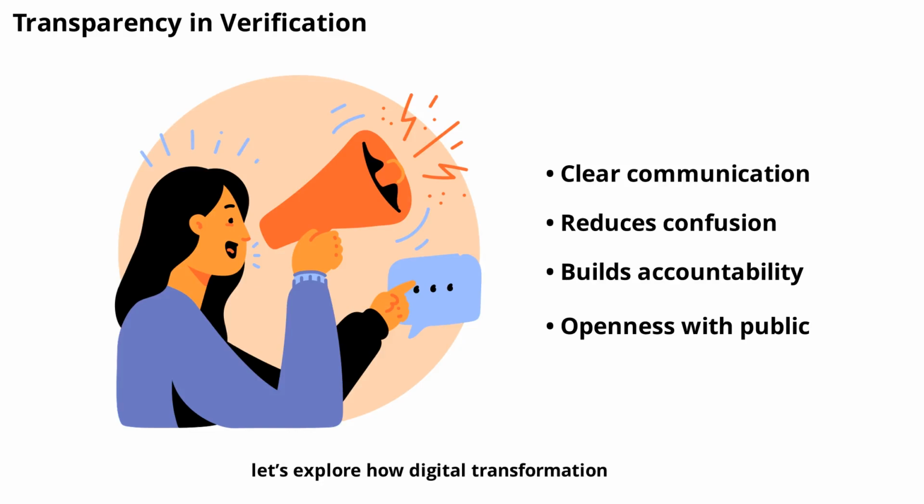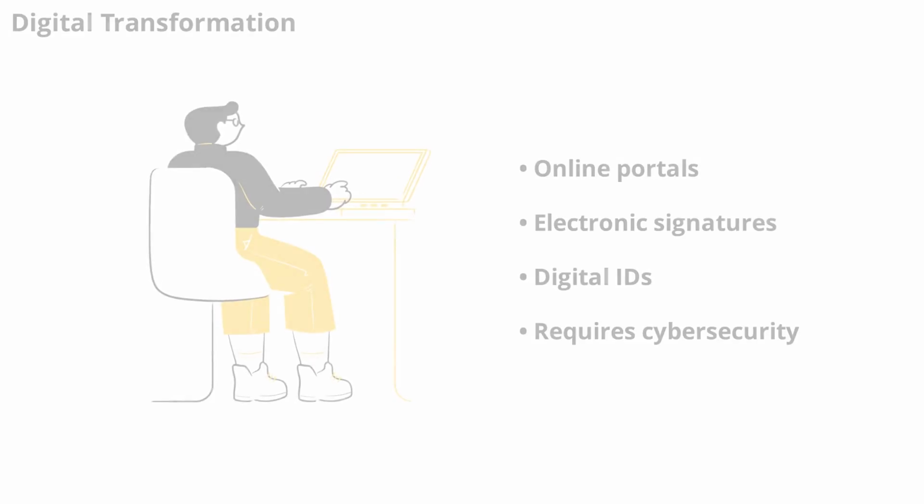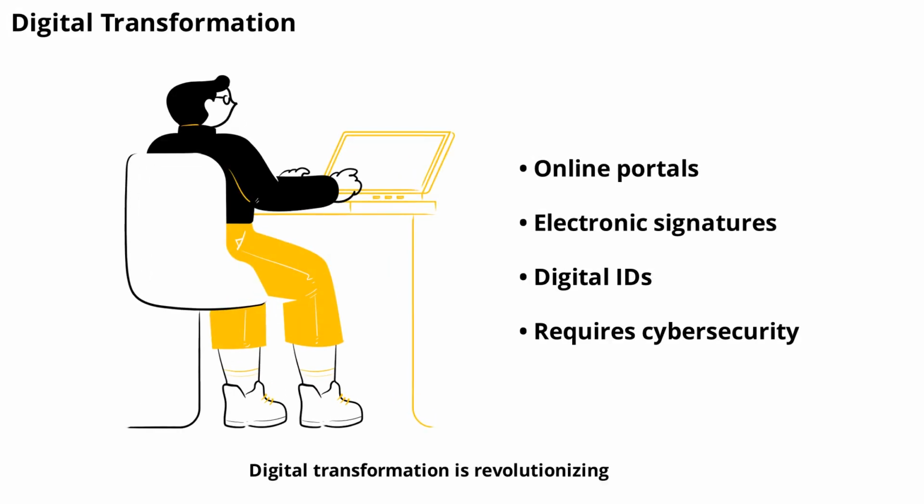Now, let's explore how digital transformation is shaping the future of verification. Digital transformation is revolutionizing how government offices verify information. Online portals, electronic signatures, and digital IDs make it easier for people to submit documents and track their applications. Automation and machine learning further enhance accuracy and efficiency. However, digital systems also require robust cybersecurity to protect sensitive data.